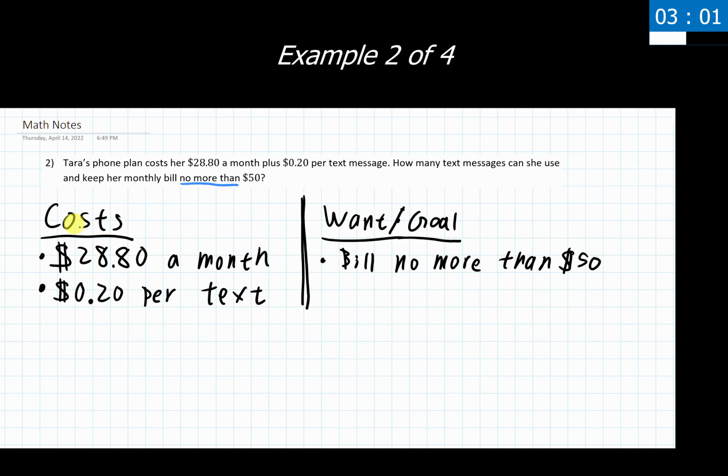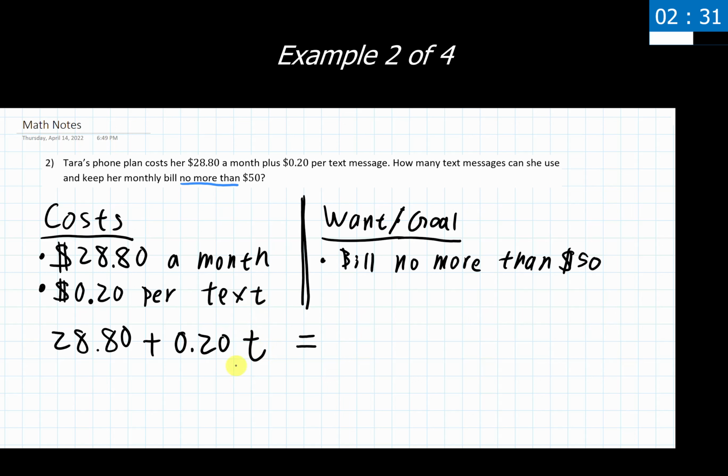Well, what's the cost going to end up looking like if I were to write this out as some sort of an equation? And again, we'll start with an equal sign and we'll revise it in a line down below here. So what are her costs looking like? Well, it's this $28.80 per month, and then she's being charged 20 cents per text. So it's this $28.80 plus 20 cents per, I'm going to use T to represent texts.